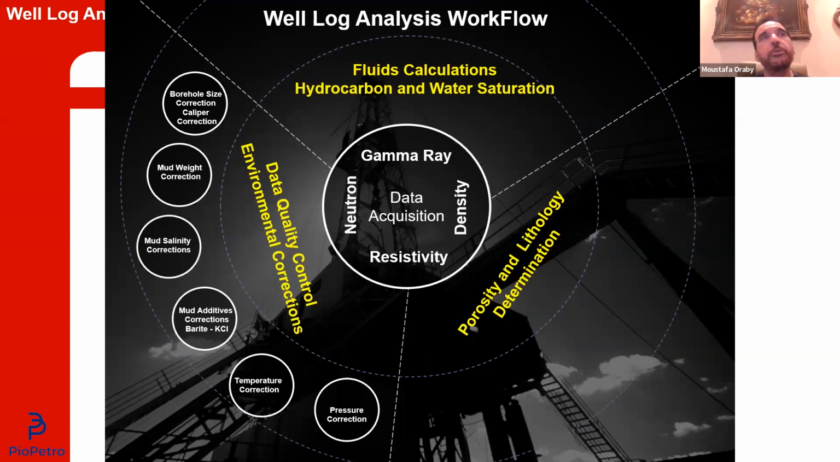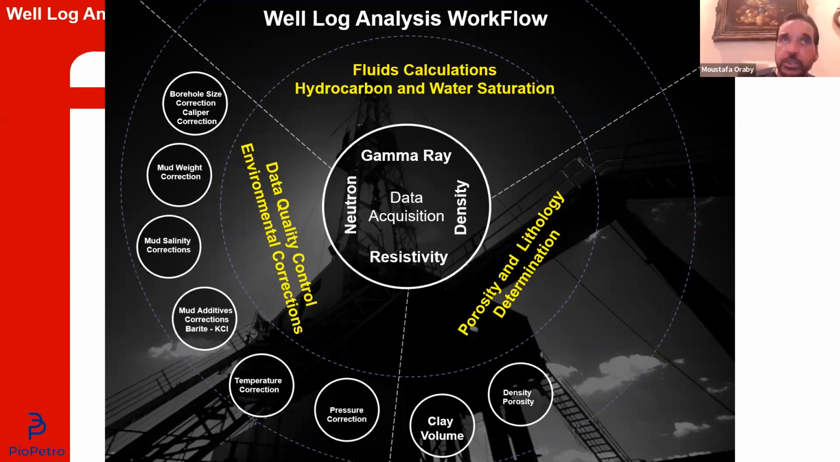Then you go for the porosity and the lithology. First of all, you calculate clay volume. Okay, we'll show how to calculate clay volume. We use the gamma ray to do this. So I use the gamma ray to calculate the clay volume. I use the density to calculate the density porosity. Okay, so I calculate clay volume. I calculate density porosity, means I use the density to calculate porosity. Okay, we'll show you how to do this. We discussed this also in one of the previous seminars when we talked about the density tool.